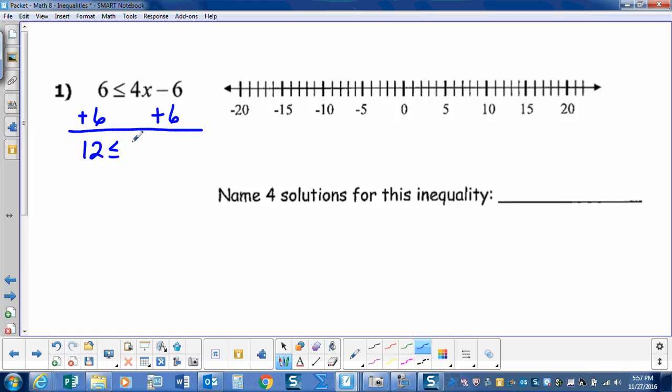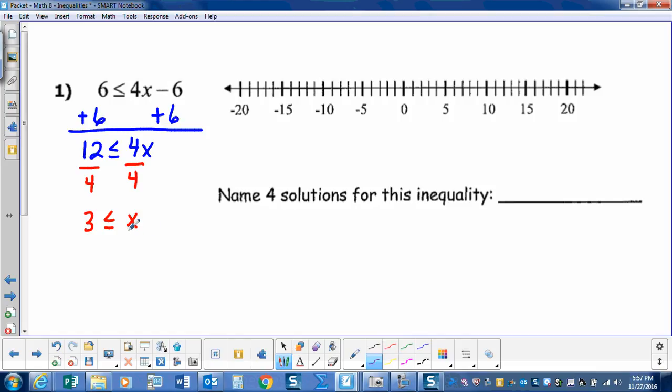12 is less than or equal to 4x. Then we're going to divide by 4. So at this point, we have a 3 here and an x here. Before we determine the sign, we want to ask ourselves, did we multiply or divide by a negative number? Well, we divided by a positive 4, so we keep the same sign. So 3 is less than or equal to x.